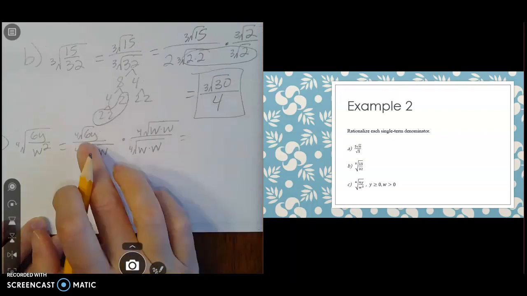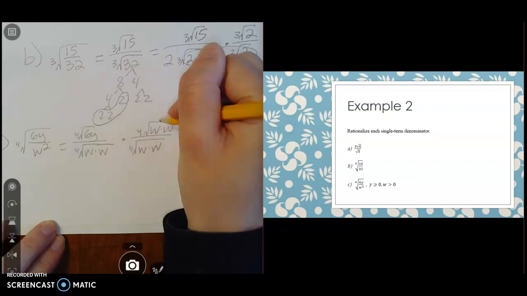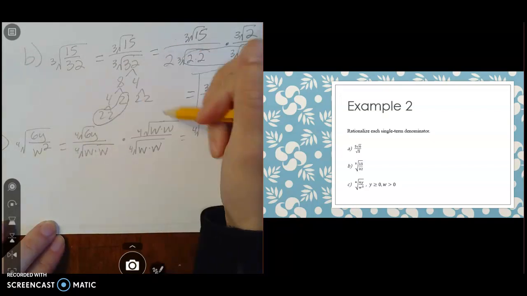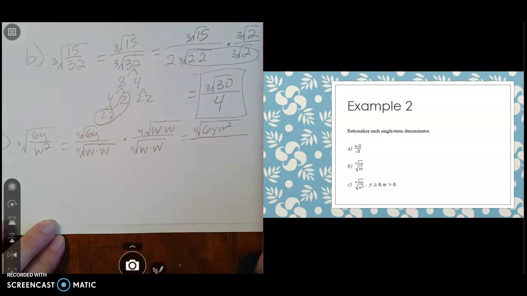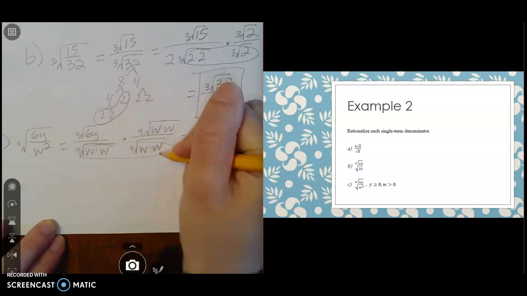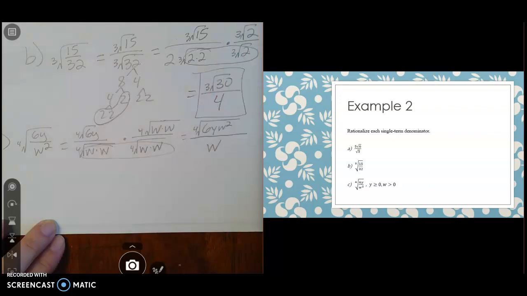All right, from here, multiplying in the numerator, it'll stay a fourth root. Outside times outside, 1 times 1 is 1. Inside times inside, we're going to have a 6y times w squared, so that would be 6y w squared, or 6w squared y if you like to rearrange it. Either way is fine. Multiplication is nice and commutative. In the denominator, we will now have a set of 4 w's, which means that can be taken out of the radical, and we'll just have a w in the denominator. And that is as simplified as we can get on this one.